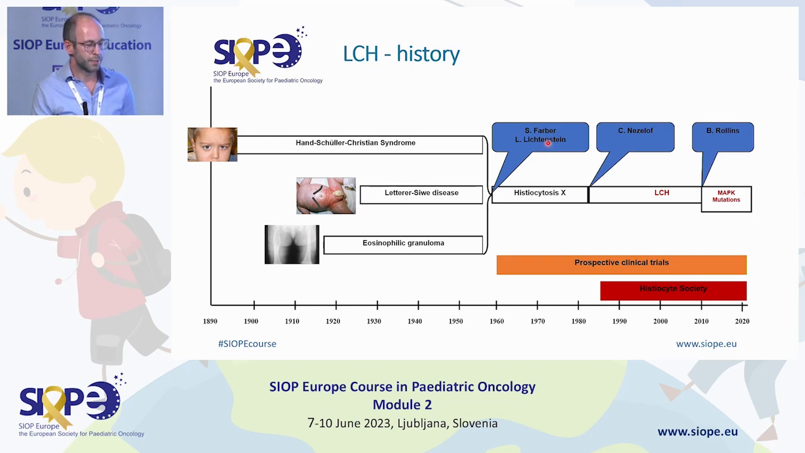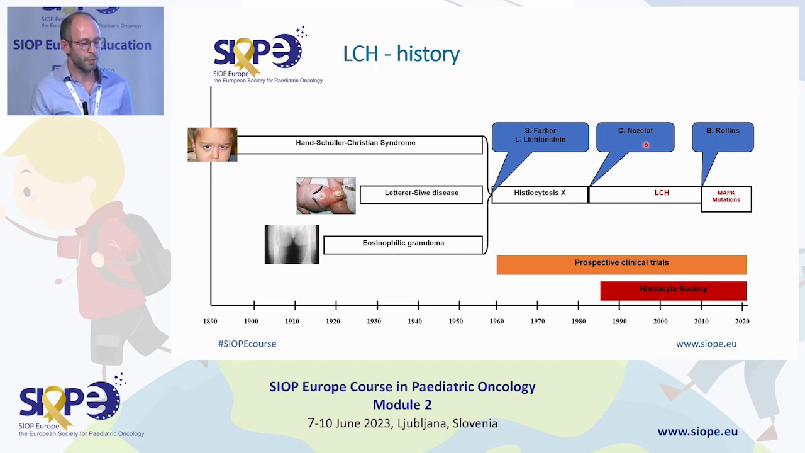And it was the famous Sidney Farber who, at a meeting of American pathologists, and I think it was in 1947, presented that these three diseases share a similar histological appearance on microscopy. And at that time the disease was renamed to histiocytosis X, where X meant unknown origin.